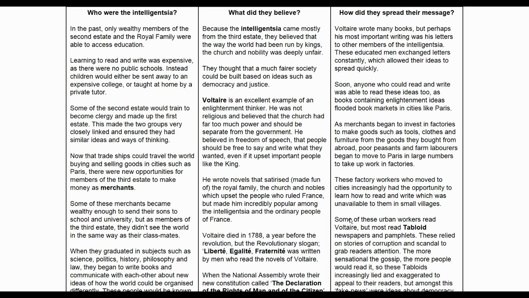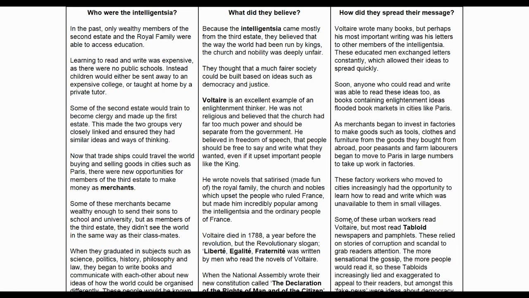Soon, anyone who could read and write was able to read these ideas too, as books containing Enlightenment ideas flooded book markets in cities like Paris. As merchants began to invest in factories to make goods such as tools, clothes, and furniture from the goods they bought from abroad, poor peasants and farm labourers began to move to Paris in large numbers to take up work in factories. These factory workers who moved to cities increasingly had the opportunity to learn how to read and write, which was unavailable to them in small villages.